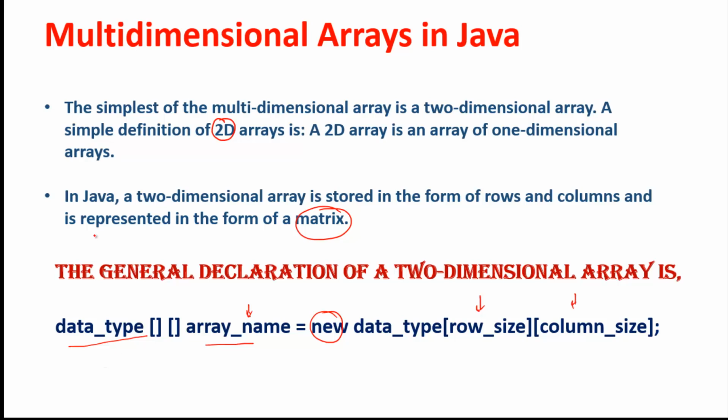Let me define the data types here. The data type means int, float, double. Let's see how I'll create that. If I define a two-dimensional array like this, int arr with double square brackets, it is an array of single arrays.